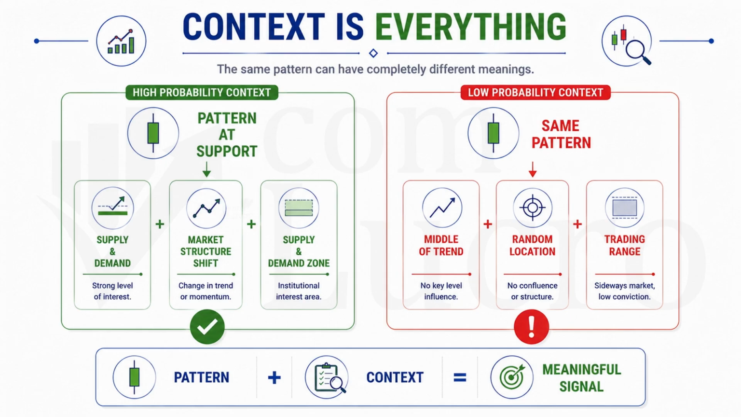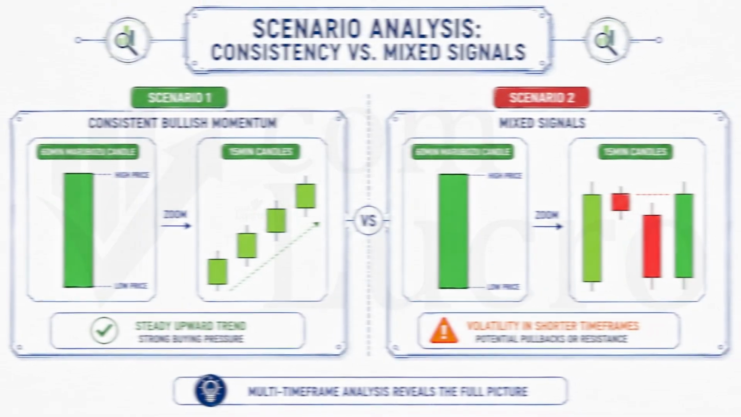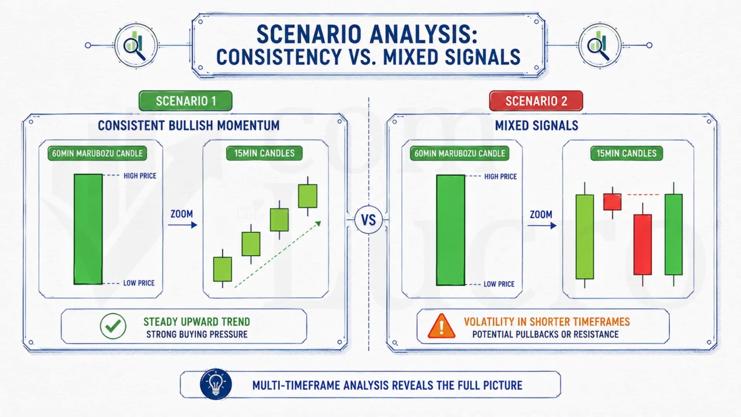Context transforms a simple candlestick pattern into a meaningful trading signal, helping you distinguish between potential reversals, continuations, and false setups with far greater confidence. Now look at the bullish 60-minute candle on your screen. It looks extremely strong, a clear move up, opening at the low and closing at the high, with no visible resistance. But by breaking that 60-minute candle into 4 consecutive 15-minute candles, you gain deeper insight into the price action that unfolded during the hour.